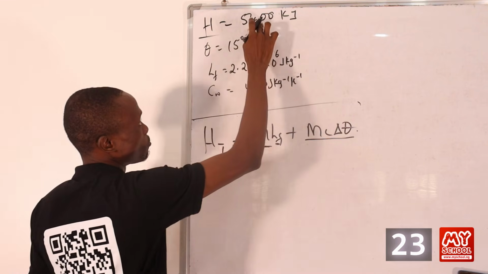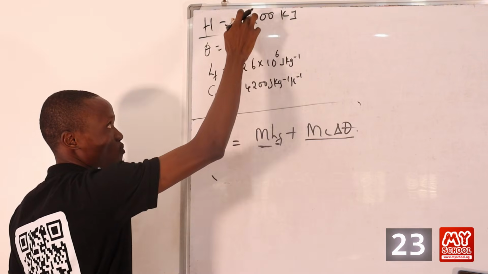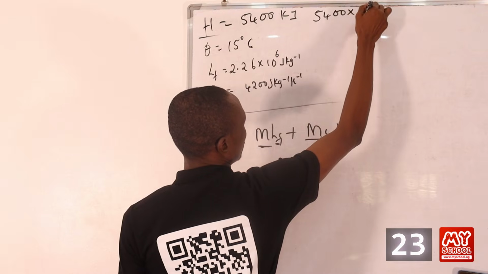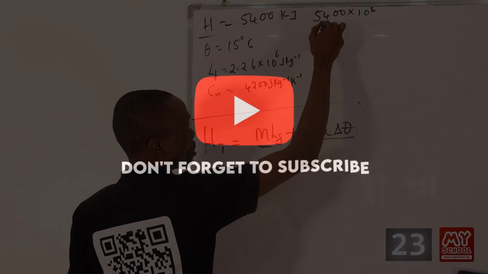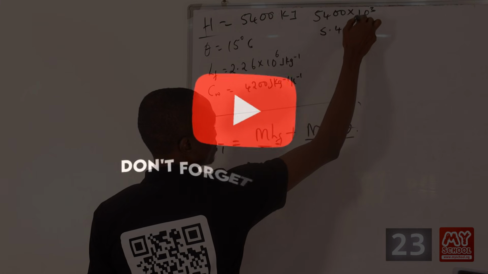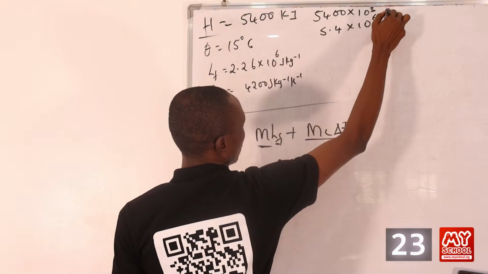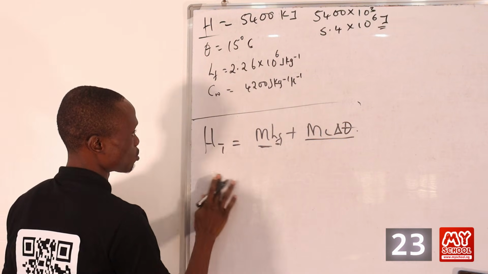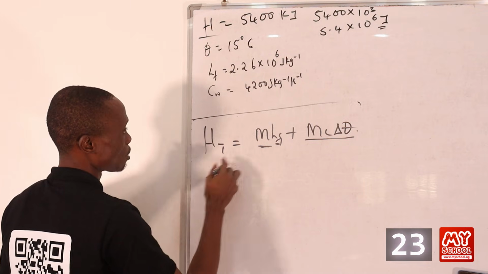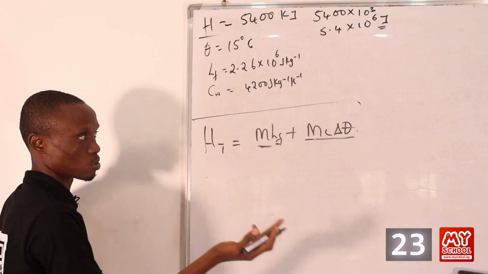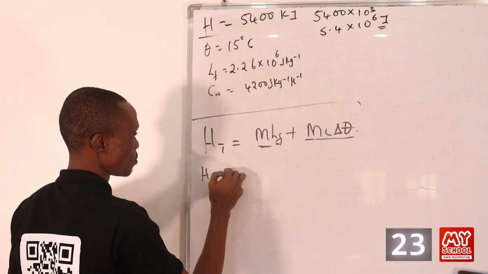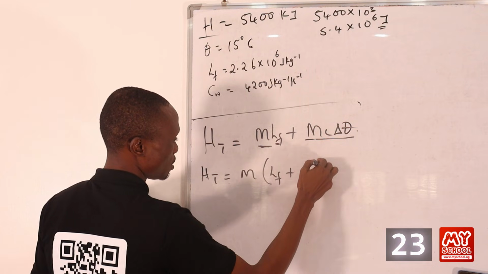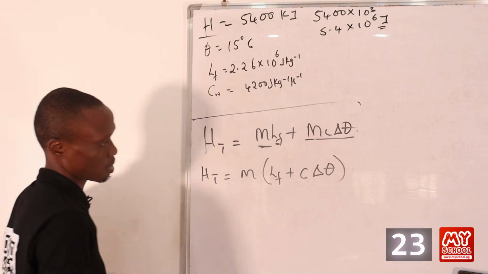But remember, the total amount of heat is given to us to be equal to 5,400 kilojoule, which is 5400 times 10 raised to power 3. If we put this in standard form, we have 5.4 times 10 raised to power 6 joules. So this is for the heat. Now we can substitute our values. Here we can bring m out because that's what we need. So H_T will be equal to m bracket open L_F plus c times change in theta.